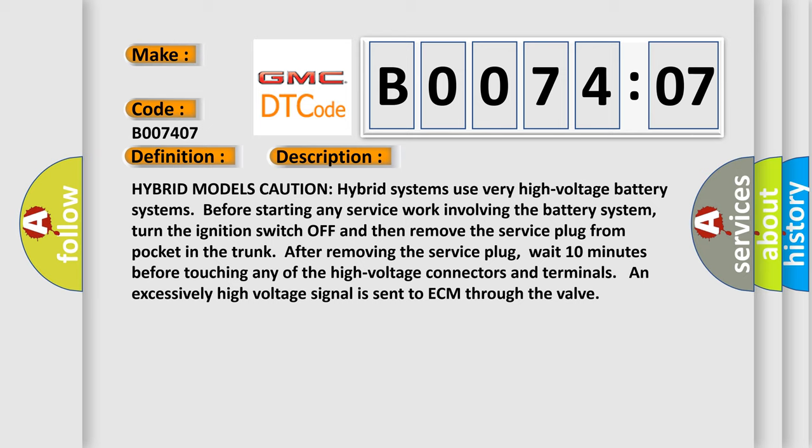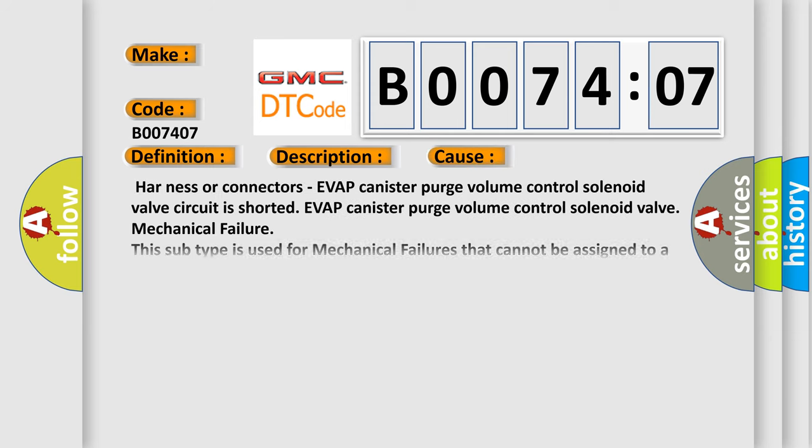An excessively high voltage signal is sent to the ECM through the valve. This diagnostic error occurs most often in these cases: harness or connectors, EVAP canister purge volume control solenoid valve circuit is shorted, EVAP canister purge volume control solenoid valve mechanical failure. This subtype is used for mechanical failures that cannot be assigned to a specific subtype.